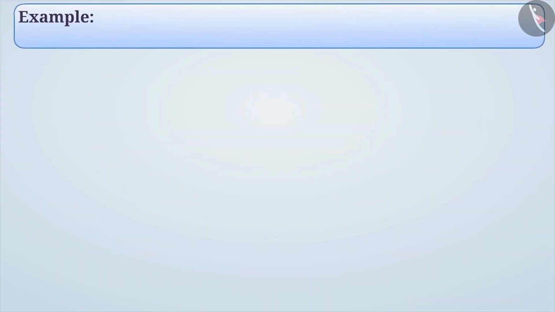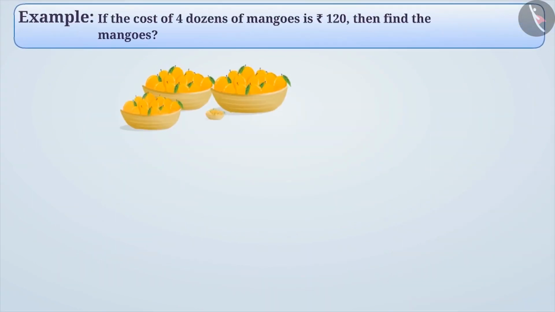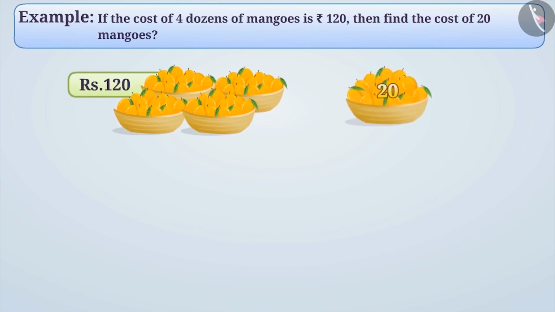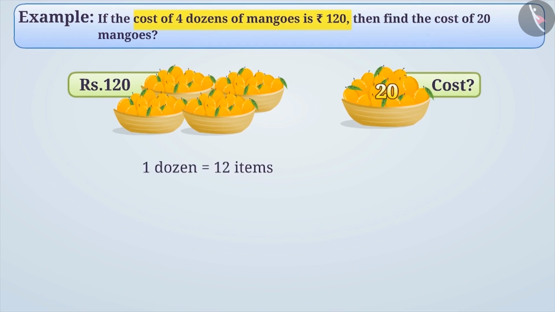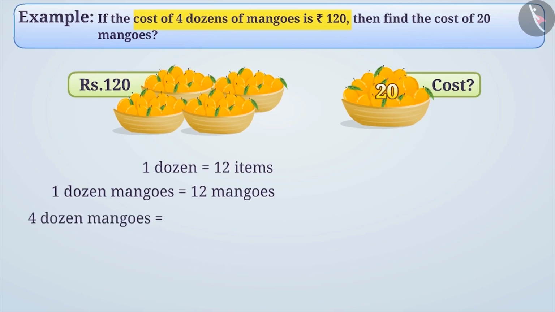Next example. If the cost of 4 dozens of mangoes is rupees 120, then find the cost of 20 mangoes. From the given example, it is clear that the cost of 4 dozens of mangoes is rupees 120. Since 1 dozen is equal to 12 items, therefore 1 dozen is equal to 12 mangoes. Similarly, 4 dozen mangoes is equal to 12 into 4, which is equal to 48 mangoes. Thus, we can say that the cost of 48 mangoes is rupees 120.